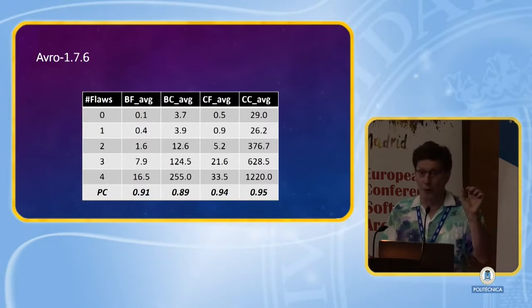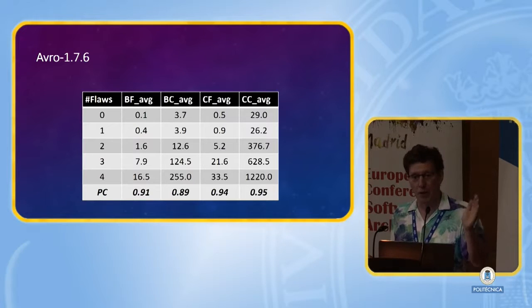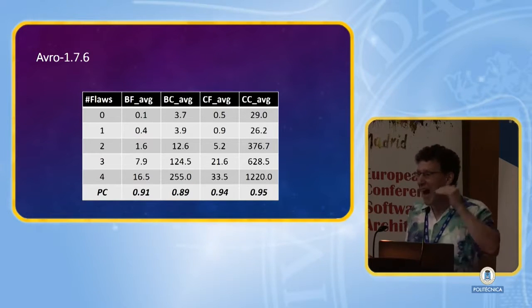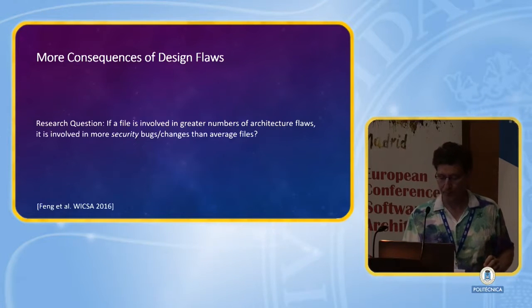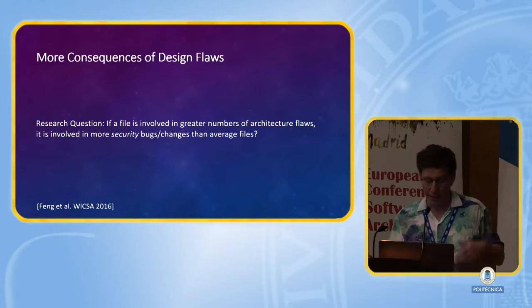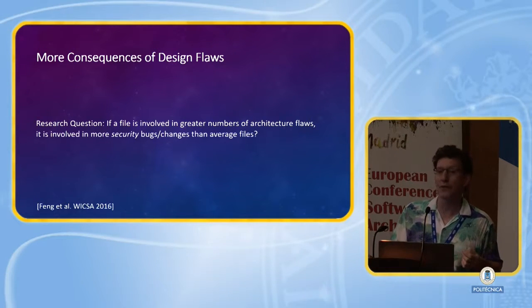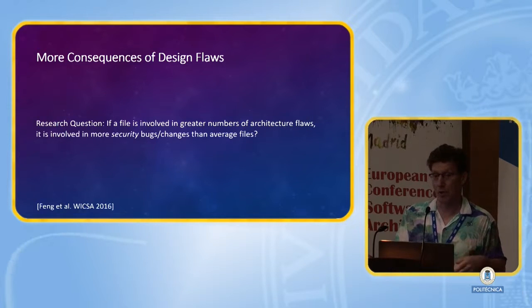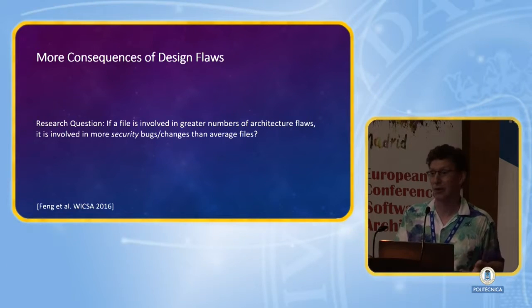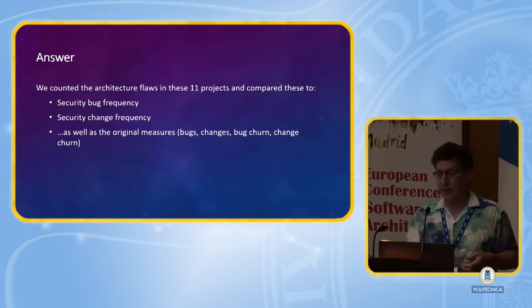So for all of these projects, the number of flaws and the number of bugs, changes, and the amount of churn is highly correlated, always a 0.9 correlation. In a subsequent paper, we said, well, I wonder if this holds true for security flaws as well, because security flaws are particularly costly, particularly pernicious, damaging to reputations, costly. And so we did the same thing.